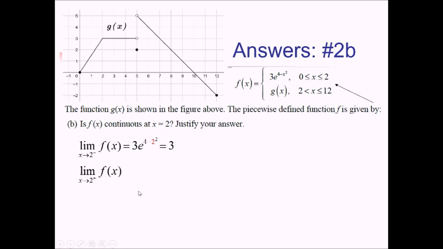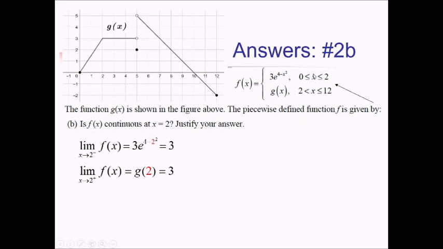Right side limit at 2, well, that's using the g function now. So that's just going to be g of 2. And we can look that up on the graph. That appears to be 3 as well. And in order to get full credit on this, since we're talking about continuity and not just whether the limit exists or not, we also have to talk about f of 2. Well, what's f of 2 going to be? What's the function value going to be at 2?